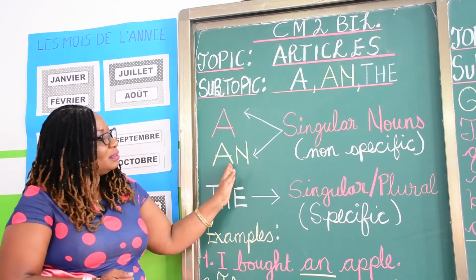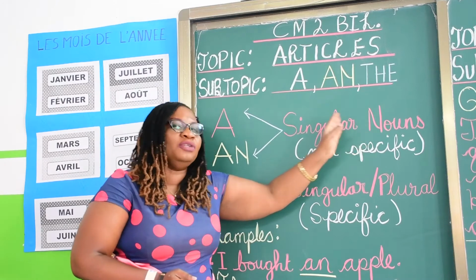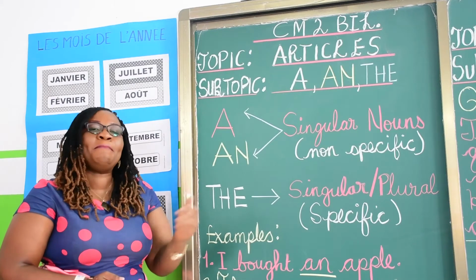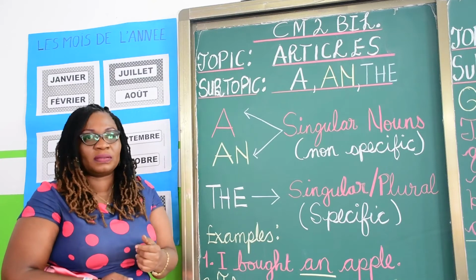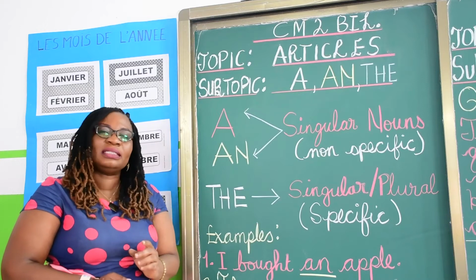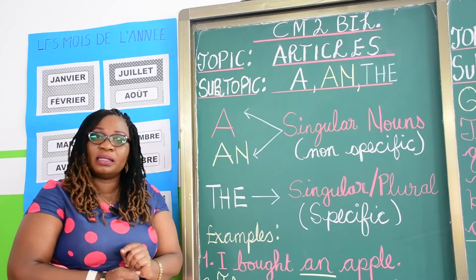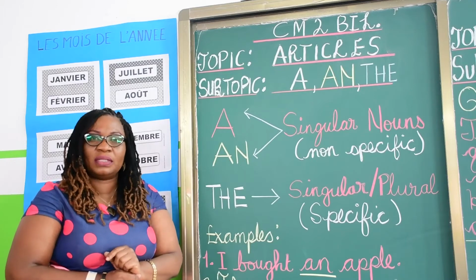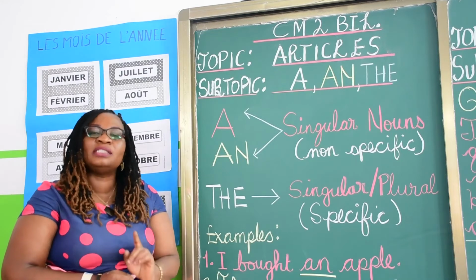A and an, as you see on the board, are used for singular nouns. They're used for singular nouns like a boy, a bag, an orange, an octopus. And there's another thing that you need to know. We use a before words which begin, or nouns which begin with consonants. A is used before a word that begins with a consonant.